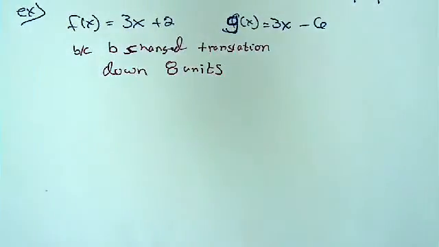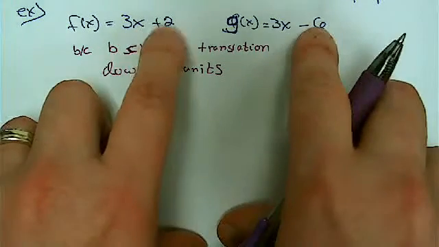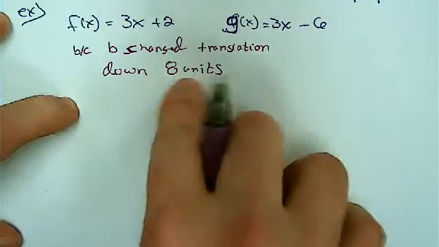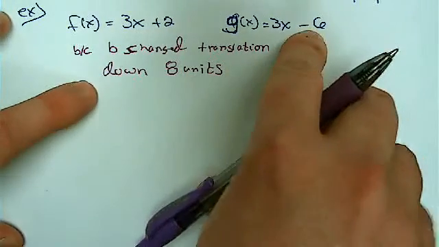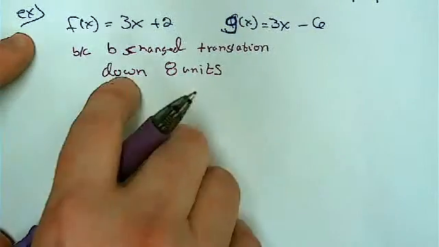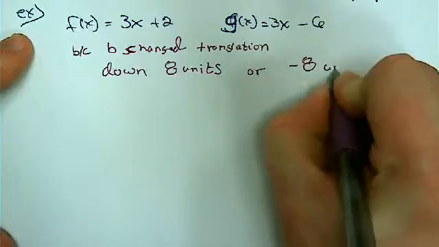Right now, what we're aiming for is just a matter of looking at the two equations. Because we're just looking at the two parts of the equation to pull out what changed. So because that's what changed, I can conclude there is a translation of down 8 units, because from +2 to -6 is a change of 8 down. Or I can also say it's a change of -8 units.